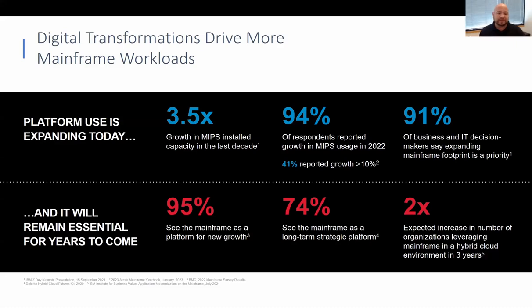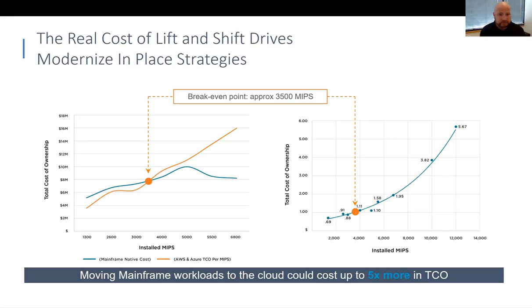So what we're going to talk about today is if we have bad integrations, we have the second type of MIPS growth, undesired or unnecessary growth.